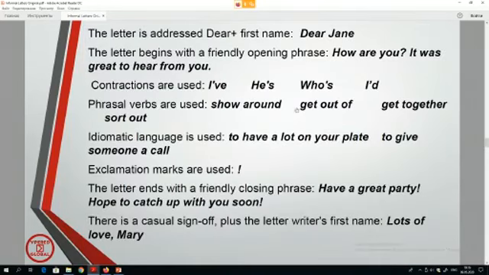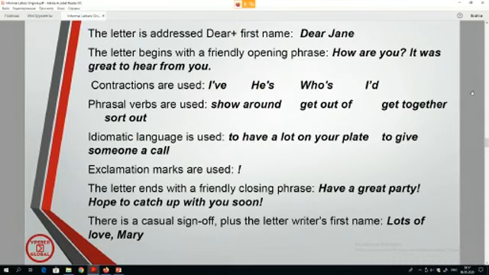The letter is addressed dear plus first name. The letter begins with a friendly opening phrase. How are you? It was great to hear from you. Contractions are used: I've, his, whose, I'd. Phrasal verbs are used: show around, get out of, get together, sort out.